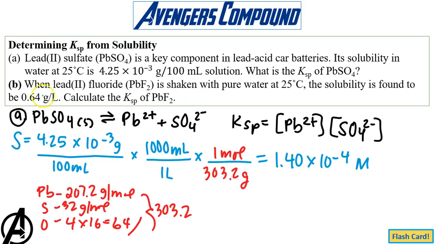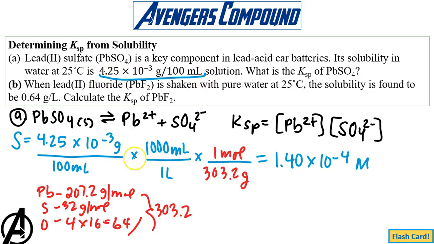Okay, so for letter A, we have PbSO4 solid, which is going to be in equilibrium to slightly dissolve into Pb2+ and SO4 2- ions. The Ksp expression is Pb2+ and SO4 2- multiplied by one another, of course, their concentrations. They gave us the solubility, and sometimes you'll see solubility as this kind of capital S shape here, and it's going to equal 4.25 times 10 to the negative 3 grams per 100 milliliters. I got that straight from here, all right, folks?